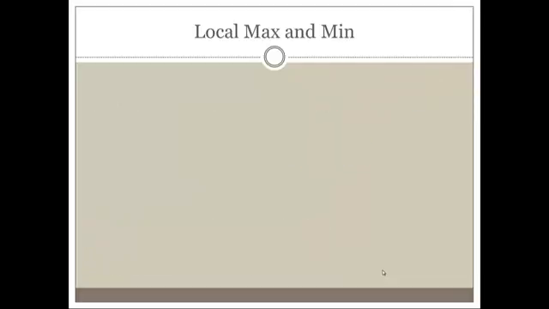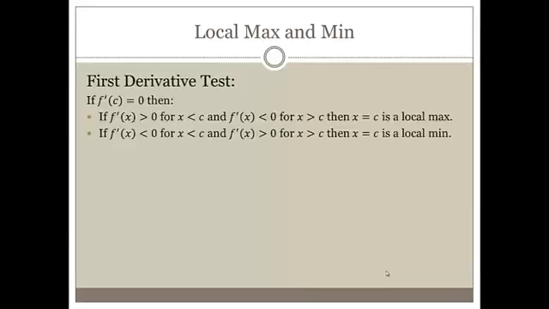So let's sum up what we just discovered about finding local maxes and local mins. The first derivative test tells us that for a critical point when f prime of c equals 0, then if the derivative is positive for x less than c and negative for x greater than c, then x equals c is a local max. And if f prime of x is negative for x less than c, with f prime of x positive for x bigger than c, then x equals c is a local min.